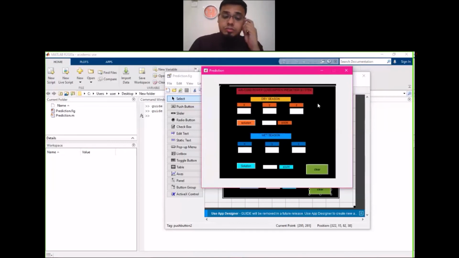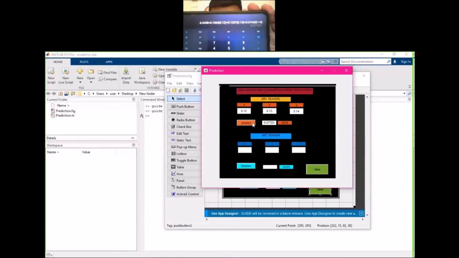We'll just assume numbers. This is not the actual data, but we'll assume for the test run. I'll put 0.12, 0.13, and then the z variable is 0.14, just an assumption. If we calculate it, we will get 0.57723. How should we believe that this is the correct answer? I've already calculated this on my phone, so I got the same result.